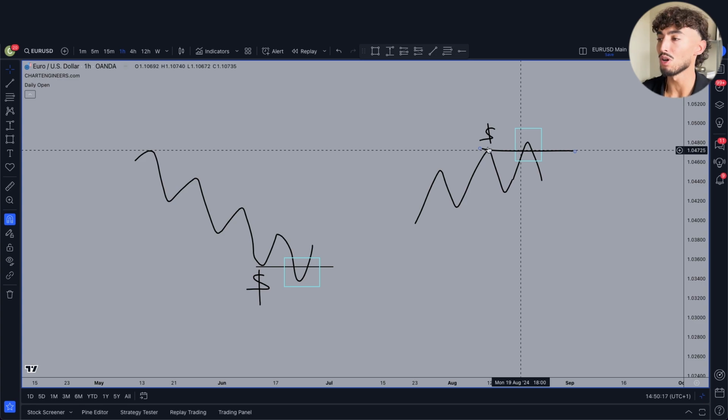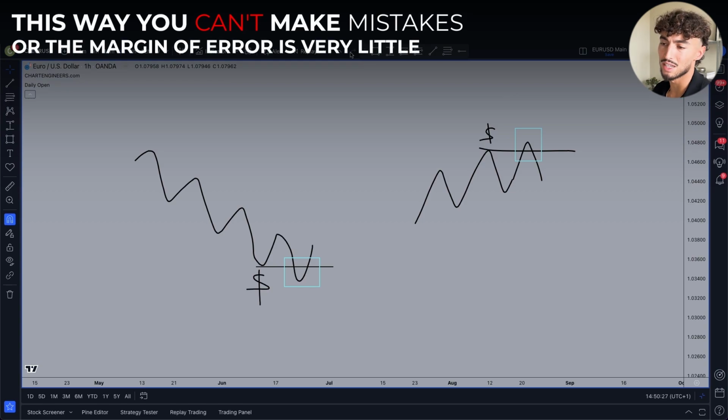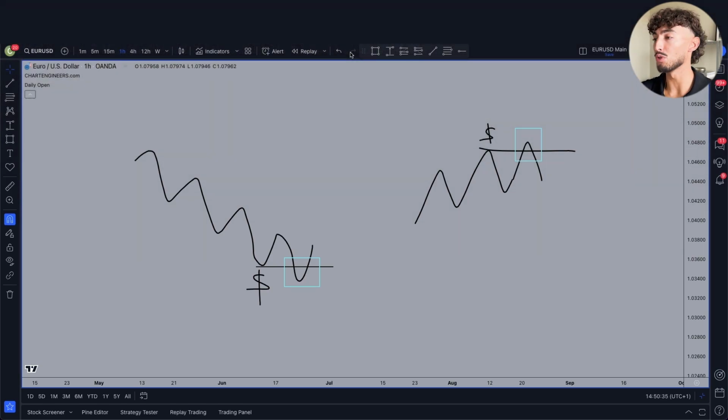So it's a pretty simple concept. I try to keep it as simple as possible. So this way you can't make mistakes or the margin of error is very little. So H12 liquidity sweep, H1 market structure break, and then I draw my H12, H1 breaker zone, and from there I can anticipate a reversal.